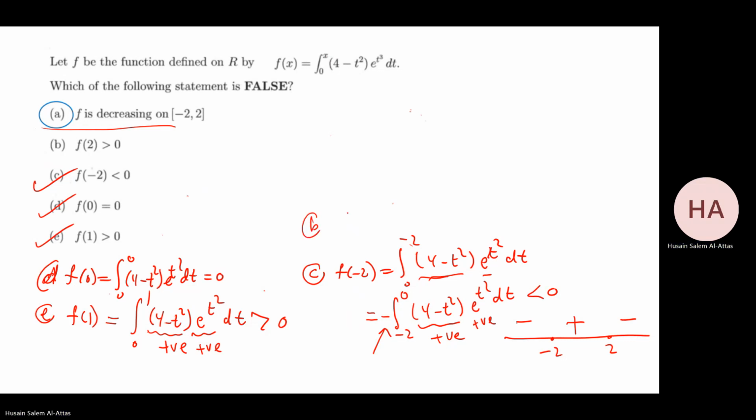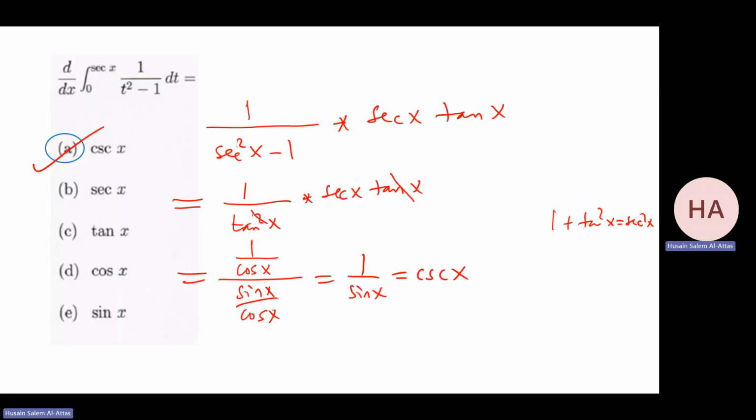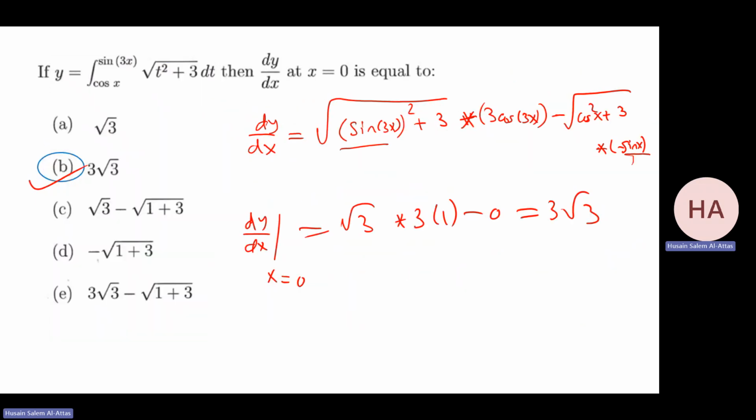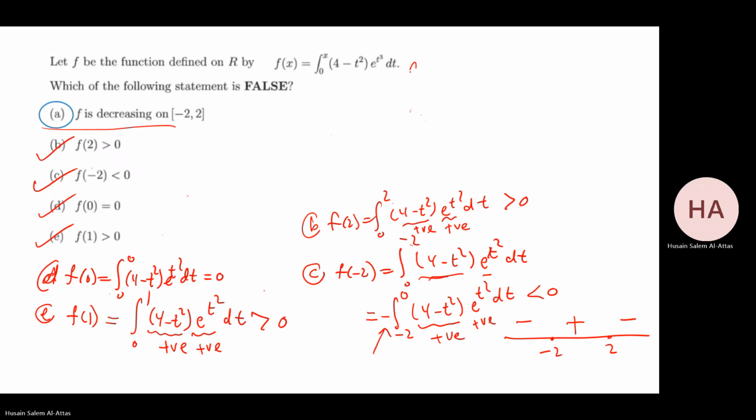B. And this is easy one. From 0 to f of 2, 0 to 2, 4 minus t squared, e to the t squared dt. This is positive. This is positive. So this integral is positive, which is correct. How to check decreasing, like what we did in this one? Where is it? Yeah, I'll find f prime, check when it is negative. D. It will be wrong. Okay.